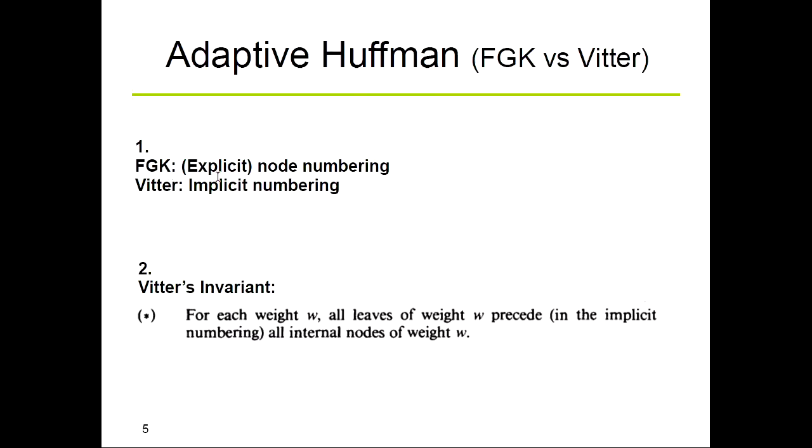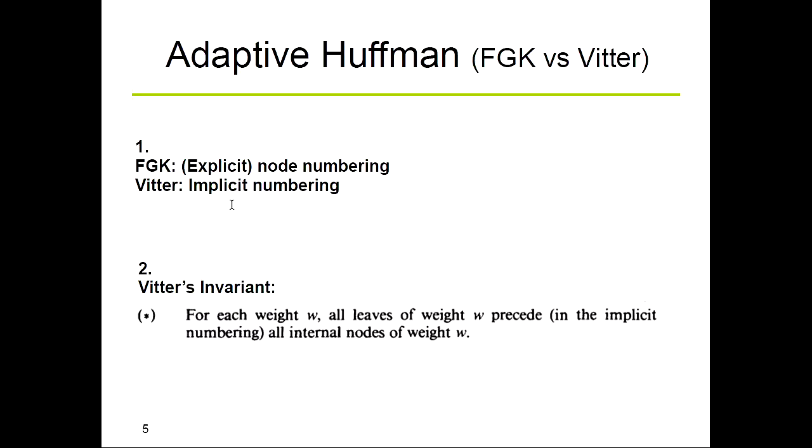The FGK have explicit node numbering. The Vitter one is implicit. As one of you asked me before, how can I label the node? You can label the node any way that you like, as long as the number is decreasing from the root to the bottom, and from the right-hand side to the left-hand side, you are fine. Whether the numbers start from 1 million or 256, it doesn't matter, as long as they're decreasing.